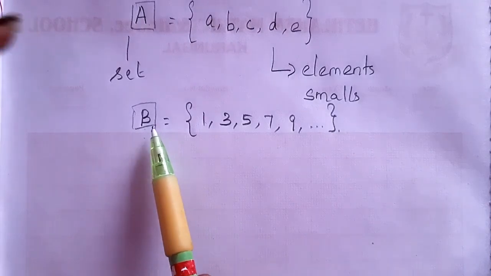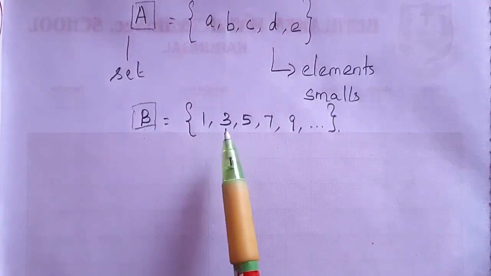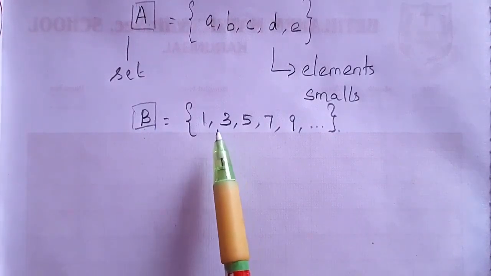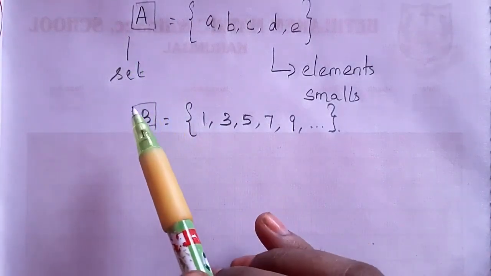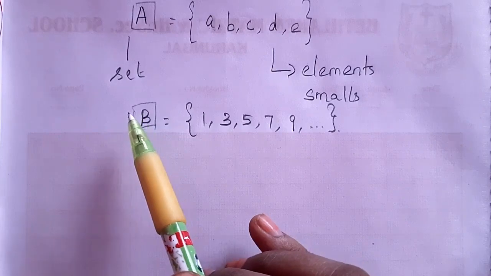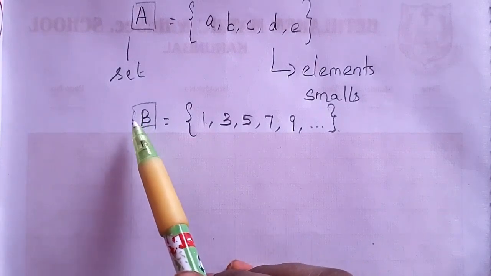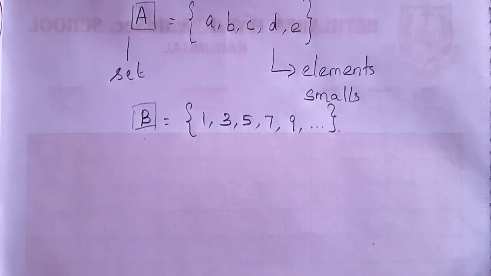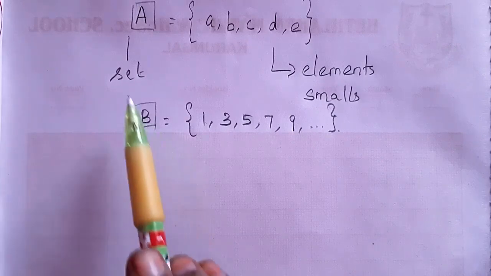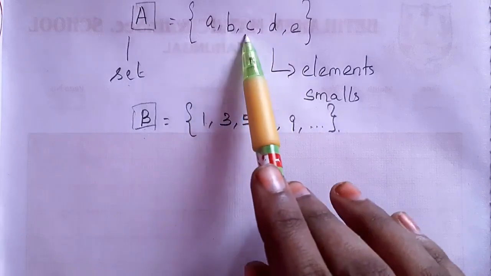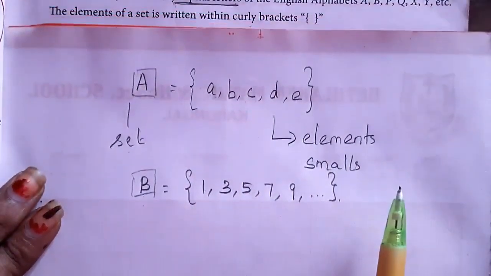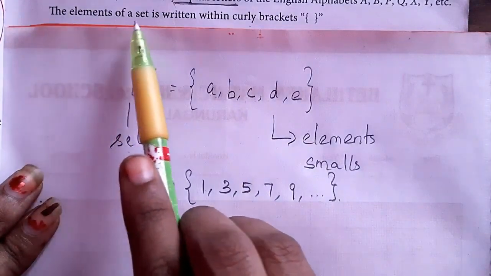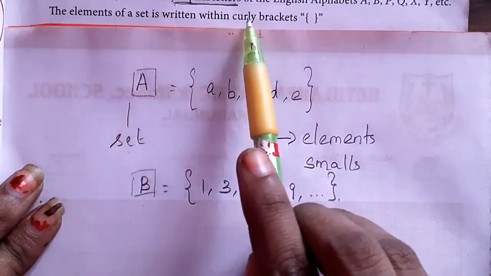Not only A, B, you can use any English alphabet up to Z. So wherever you see a capital letter, you should remember that it's a set. In future, wherever you see a capital letter, you should remember that it is a set. If you see a small letter, those are elements. Listen, the elements of a set are written within curly brackets.